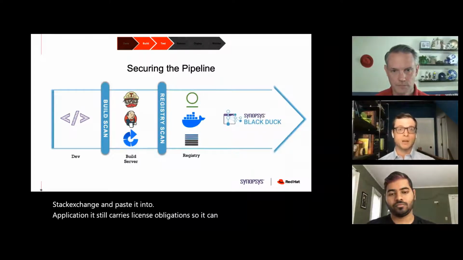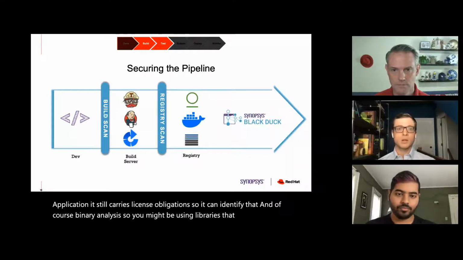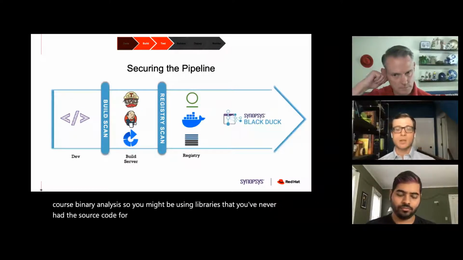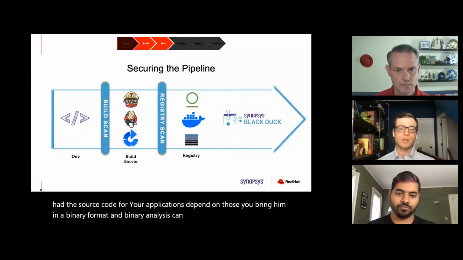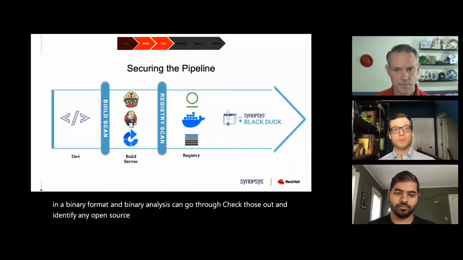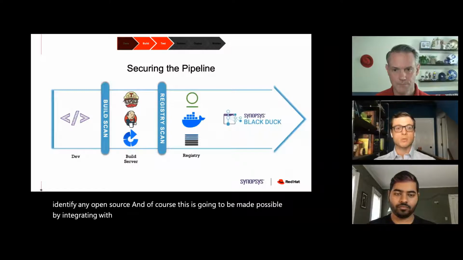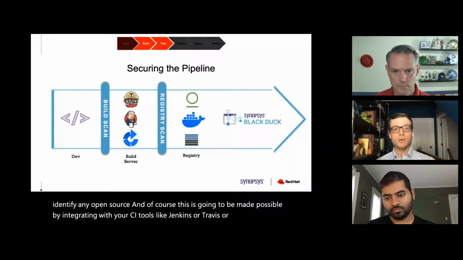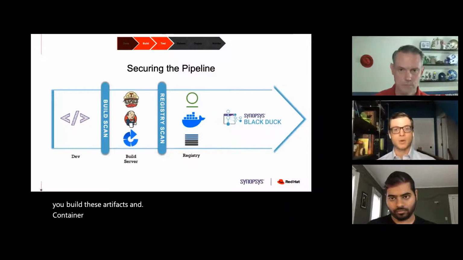It still carries license obligations, so it can identify that. And of course, binary analysis. So you might be using libraries that you've never had the source code for. Your applications depend on those. You bring them in a binary format, and binary analysis can go through, check those out, and identify any open source. And of course, this is going to be made possible by integrating with your CI tools like Jenkins or Travis or Bamboo.